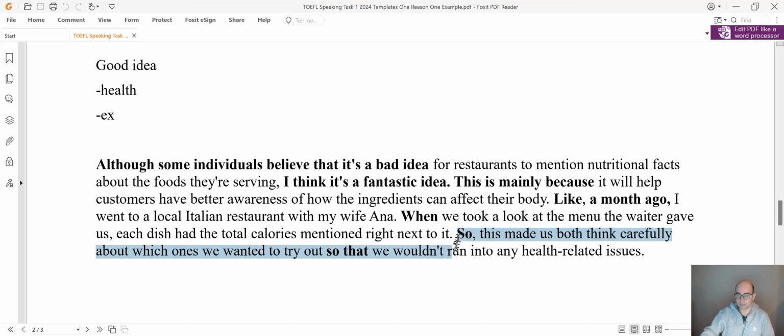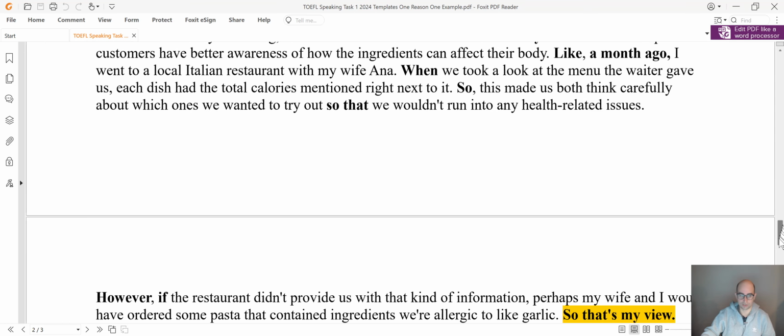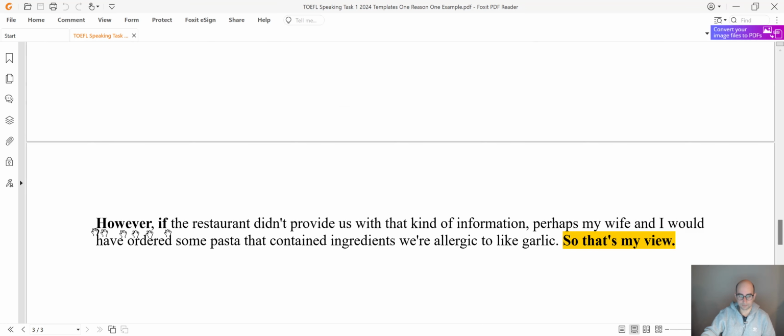Now here, I kind of went into the result of this. So this made us both think carefully about which ones we wanted to try out so that we wouldn't run into any health-related issues. Now here, on this next page, I kind of mentioned something about the opposite side. What would happen if this scenario didn't happen? However, if the restaurant didn't provide us with that kind of information, right?